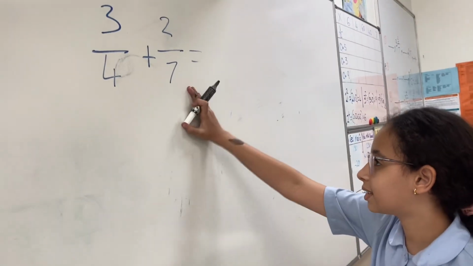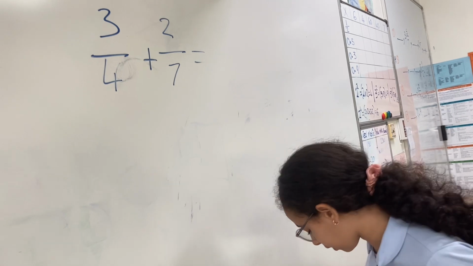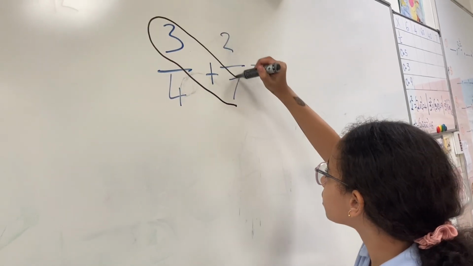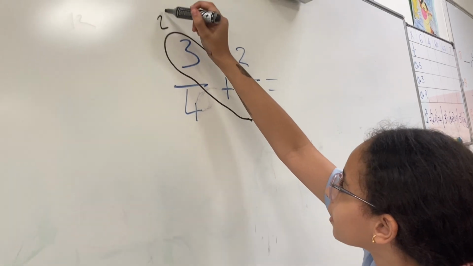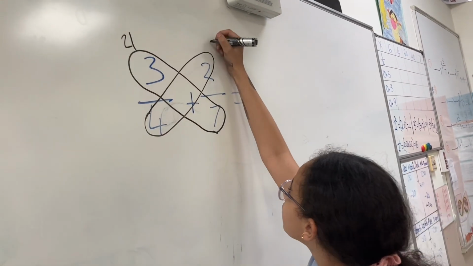It's not a related thing, a fraction. So I'll use the butterfly method. 7 times 3 is 21. Put 21 there. And then 4 times 2 is 8.